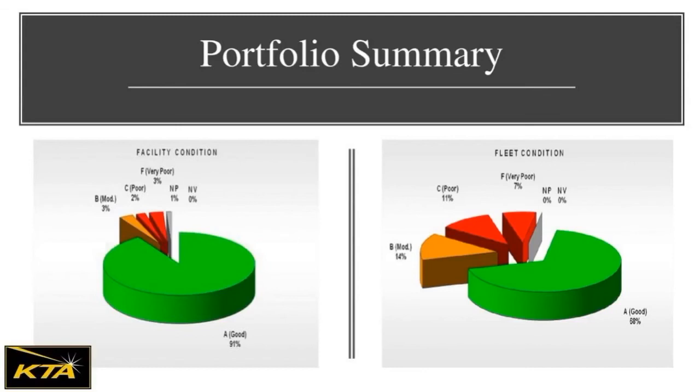And then the graph on the right shows the fleet condition, and it shows that around 18% is either a poor or very poor condition. So you can kind of get an idea of how your facility or fleet portfolio is performing.